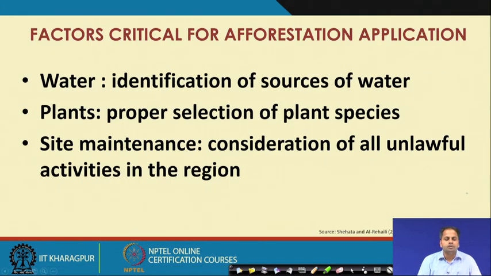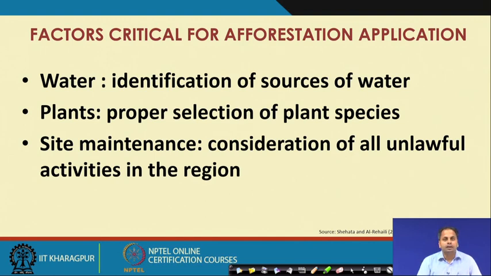Okay. So there are different factors that are critical for afforestation application. The key factors include the availability of water. If you are going for afforestation, you should check whether enough water is available, or in the absence of water, you should identify different sources of water. Then vegetation, the proper selection of plant is more important actually. The plant should be tolerant to that environmental condition or that region or that climate.